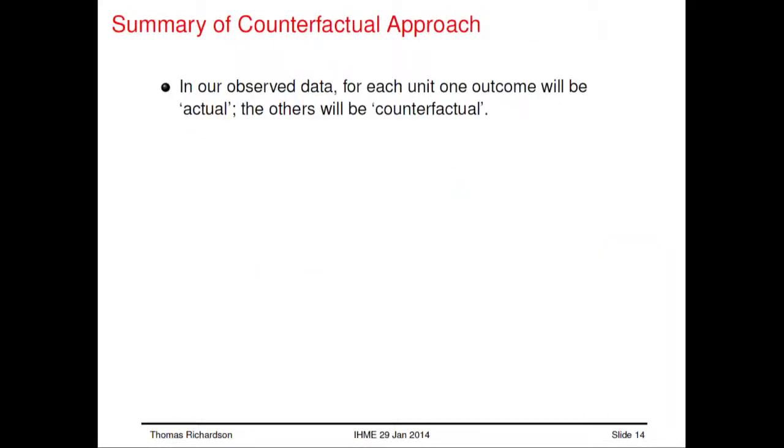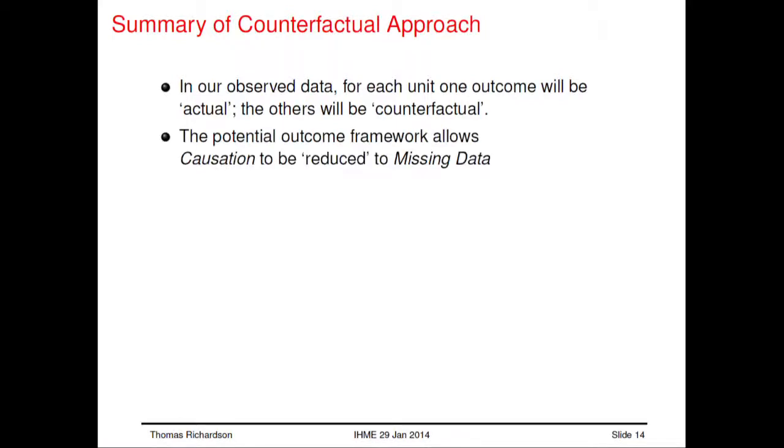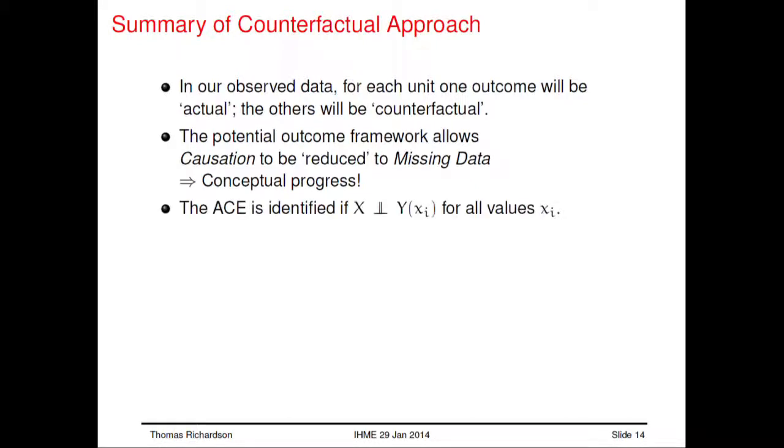So here's the summary of the counterfactual approach. For each unit, there's one outcome that will be actual and the others will be counterfactual. So what we've done is we've reduced causation to missing data, which I think is conceptual progress. Causation is something that many people get excited about. Missing data is something that statisticians get excited about, but not so many other people. We've seen that the average causal effect is identified if we have this independence holding. Randomization of treatment would assure this, but it might happen without randomization.